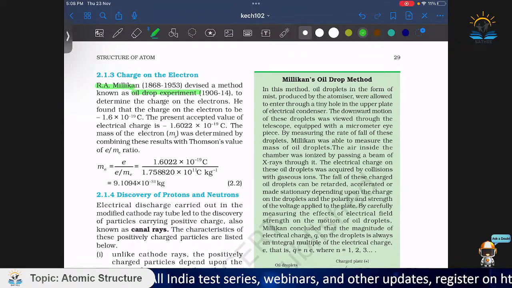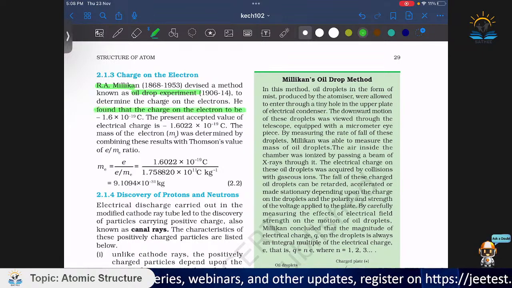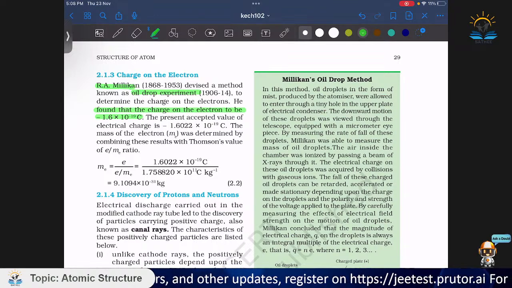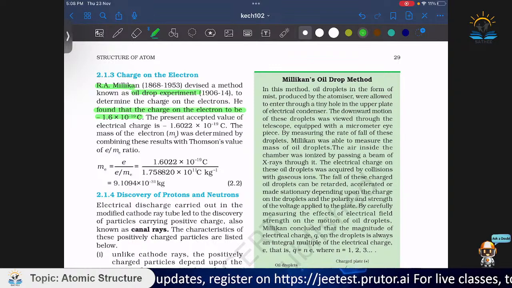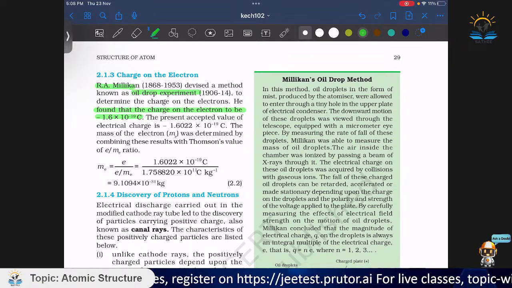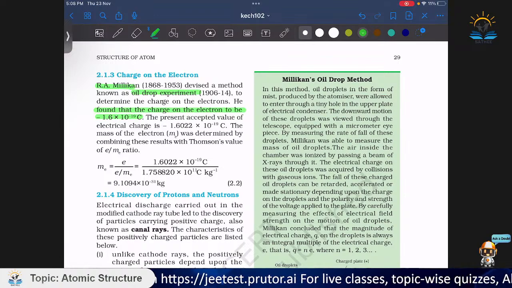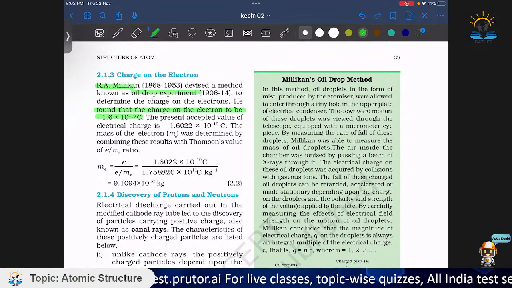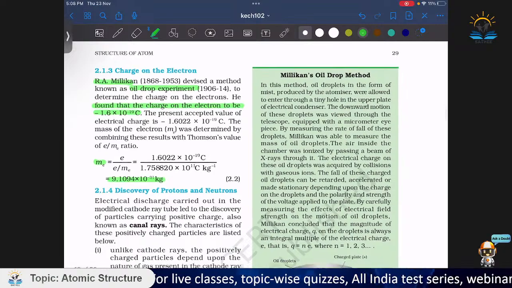So he determined the fundamental charge on an electron to be this much value, 1.6 into 10 to the power minus 19 coulomb, negative charge. He did not find any charge smaller than this. So we have the charge by mass ratio, and we can easily calculate the mass of the electron. The mass of an electron is 9 into 10 to the power minus 31 kilograms.